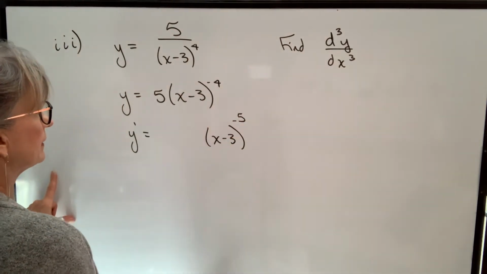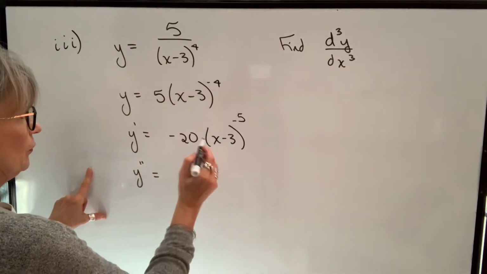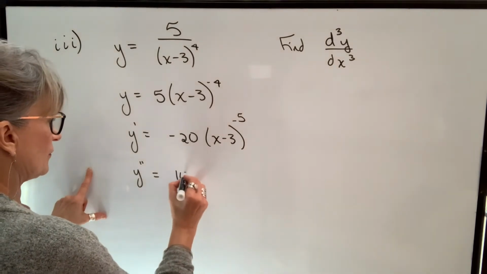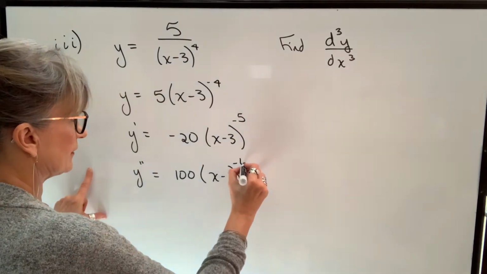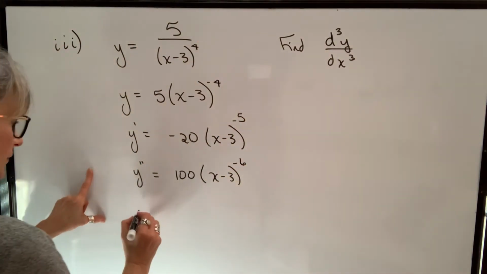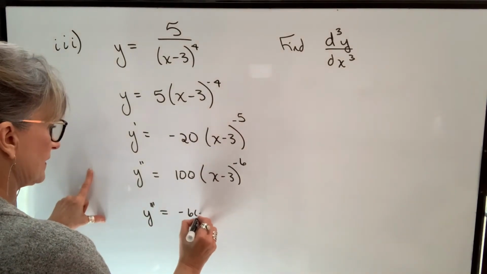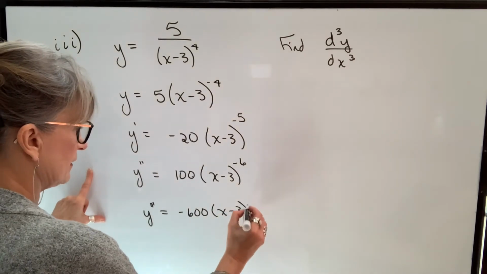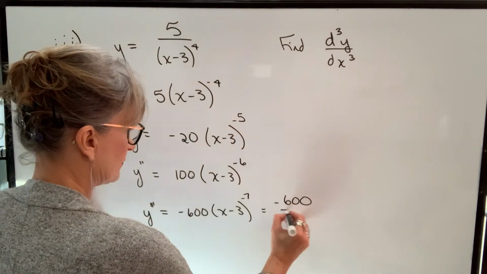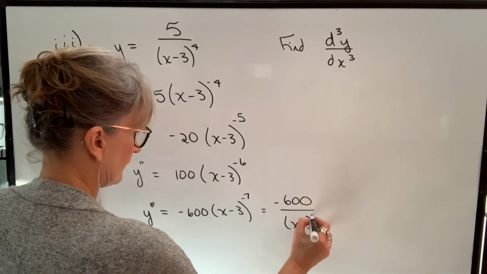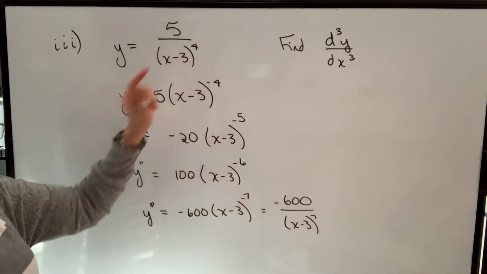And I could have combined that, just put negative 20. The second derivative will be negative 20 times negative 5, which is positive 100, times x minus 3 to the negative 5 minus 1, which would be negative 6. And then the third derivative will be 100 times negative 6, which is negative 600, times x minus 3 to the negative 6 minus 1 is negative 7, which I could express without negative exponents. But this would probably be a much easier approach than using the quotient rule on that form.